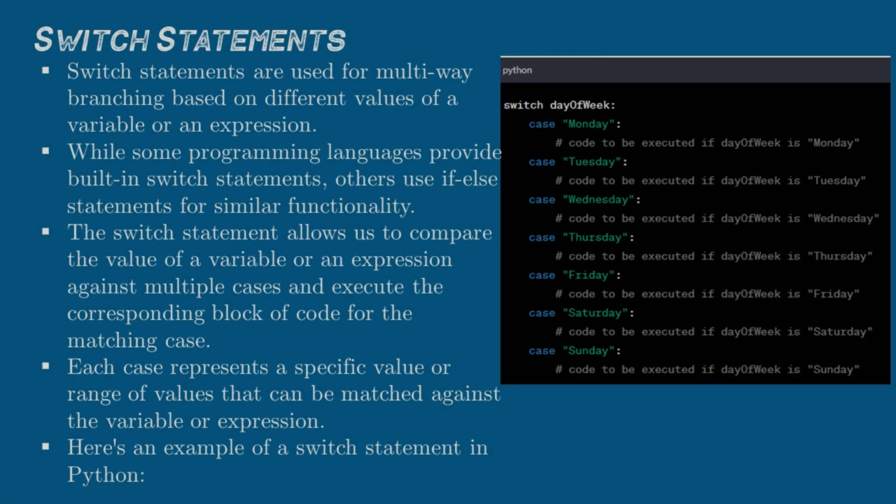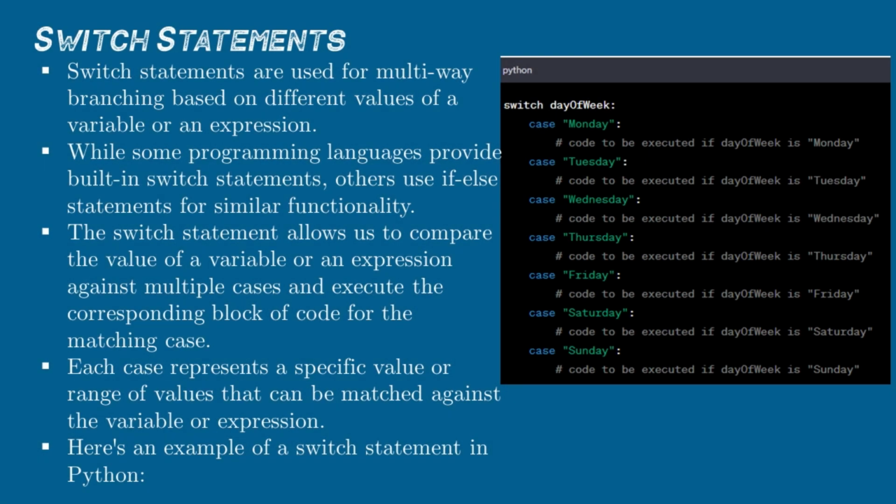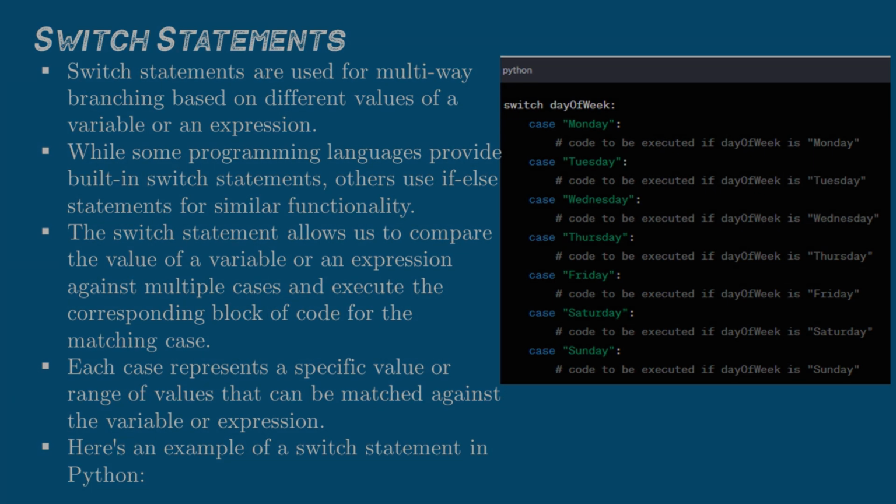Switch statements. Switch statements are used for multi-way branching based on different values of a variable or an expression. It provides an efficient way to handle multiple cases without writing multiple if-else statements. Each case represents a specific value or range of values that can be matched against the variable or expression.